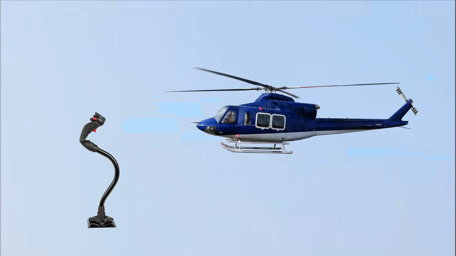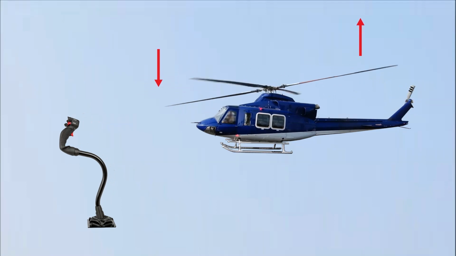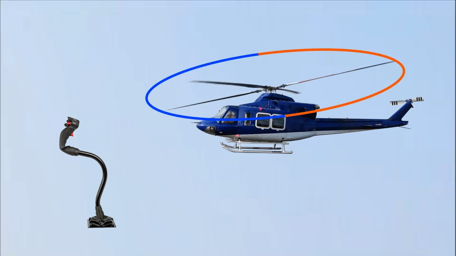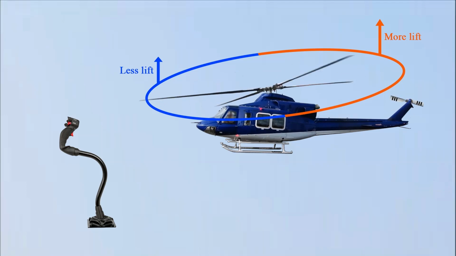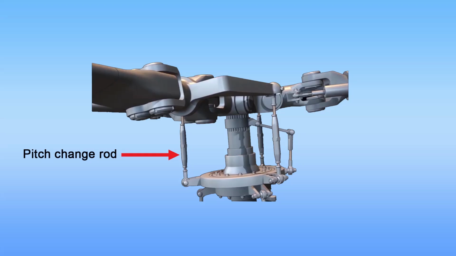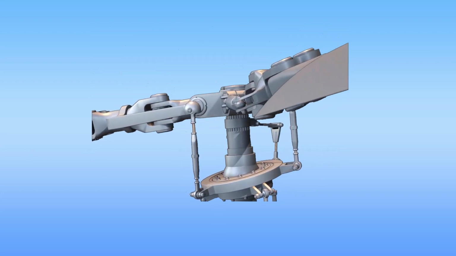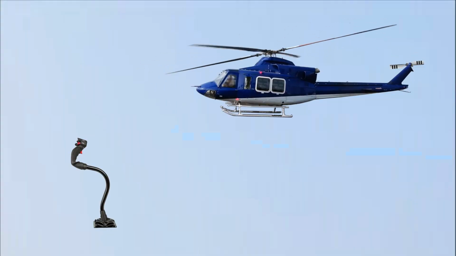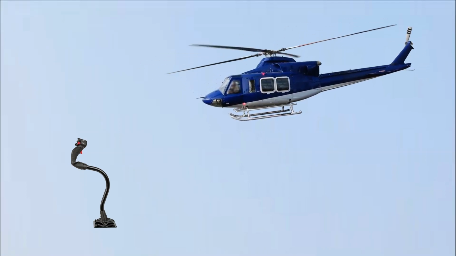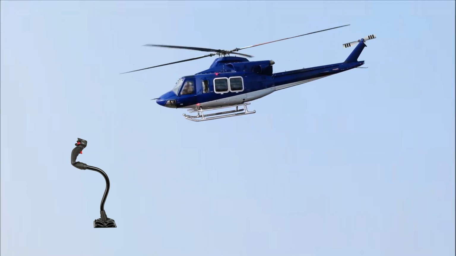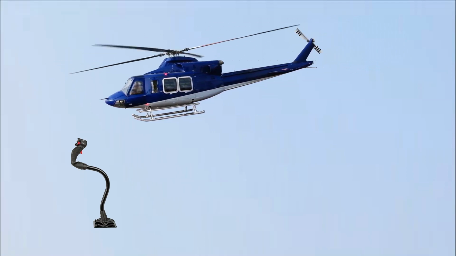When the cyclic pitch lever is pushed forward, the rotor blades create more lift as they pass through the back half of their rotation and less lift as they pass through the front half. The difference in lift is caused by changing the blade angle, or pitch, of the rotor blades. The pitch change rods are controlled by the cyclic pitch lever and they are what change the pitch of the rotor blades. The increased lift in the back either causes the main rotor to tilt forward, the nose of the helicopter to tilt downward, or both. The end result is the helicopter moves in the forward direction.